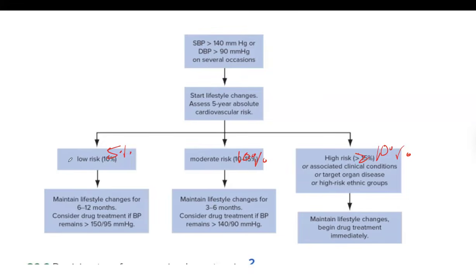So maintain lifestyle for this low risk group for even 6 to 12 months. And let's say after 6 to 12 months their blood pressure is still consistently high, you can consider blood pressure treatment. For moderate risk, you can go for lifestyle for 3 to 6 months, and if it is still high, then you can start treatment. For the high-risk group, along with the lifestyle changes, you start treatment immediately. So for high risk, we will always start treatment immediately along with lifestyle. For moderate risk, we can wait for 3 to 6 months for lifestyle modification, and then if it's still high, we can start treatment.